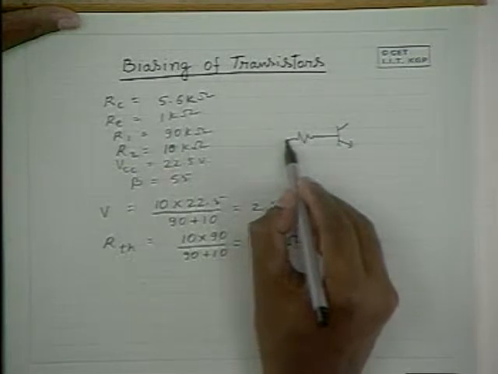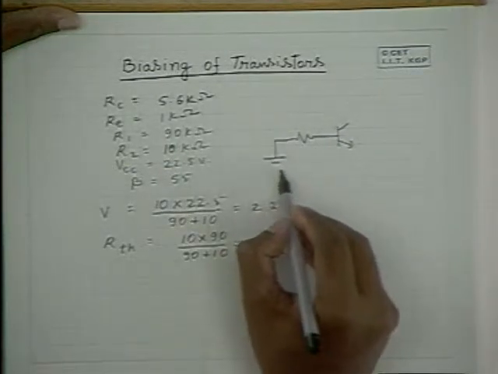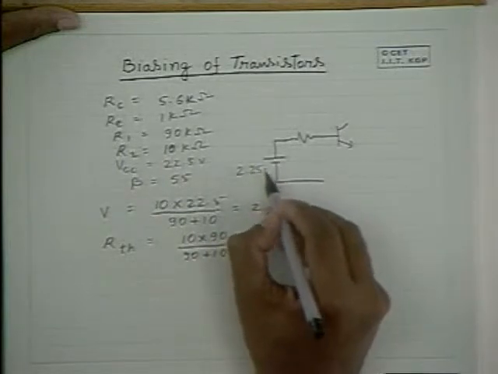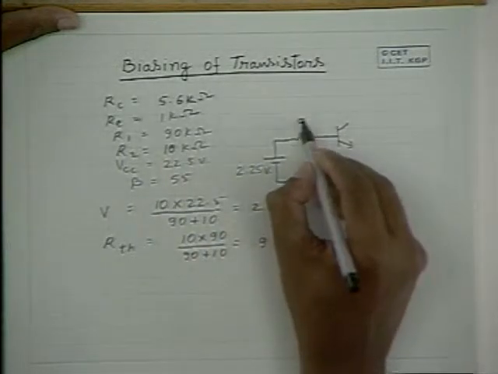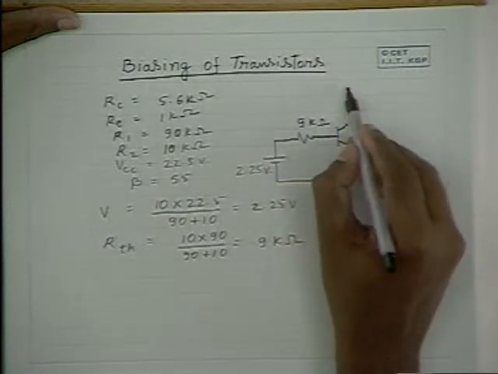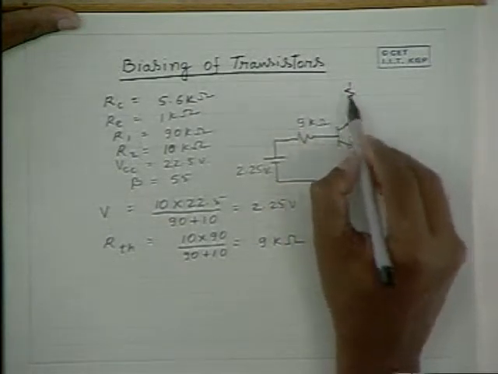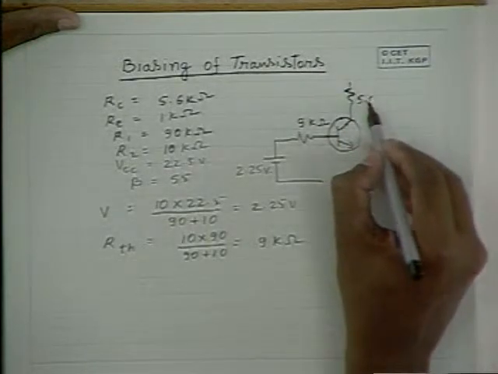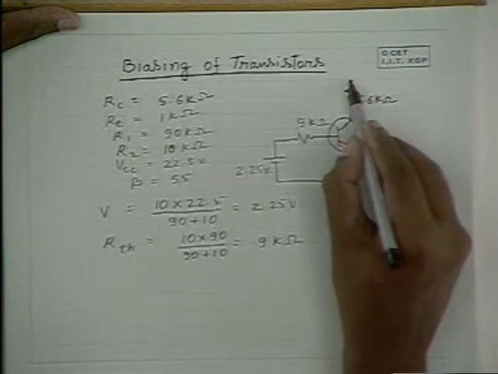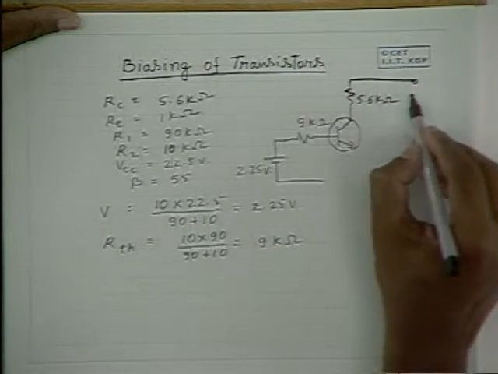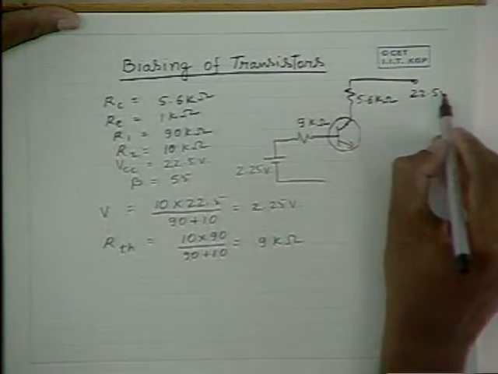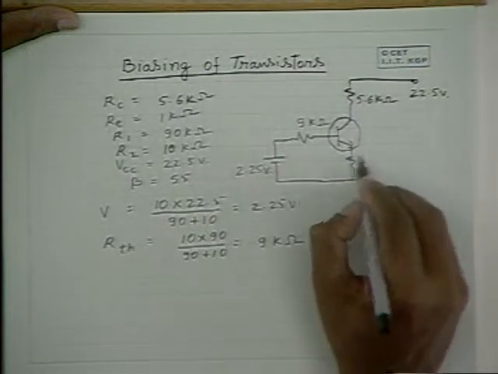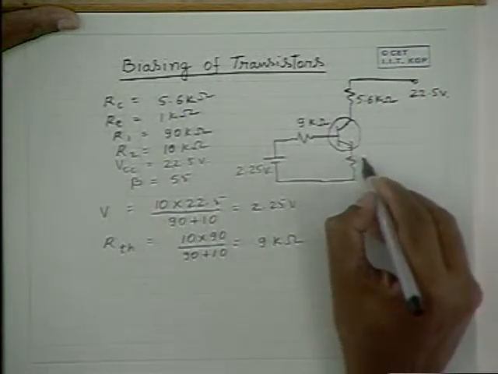the Thevenin's equivalent on this side, with this given by 2.25 volts, and this one equal to 9 kilo ohms, and this resistance given as 5.6 kilo ohms, and this voltage is equal to 22.5. And here we have emitter resistance of 1 kilo ohm.